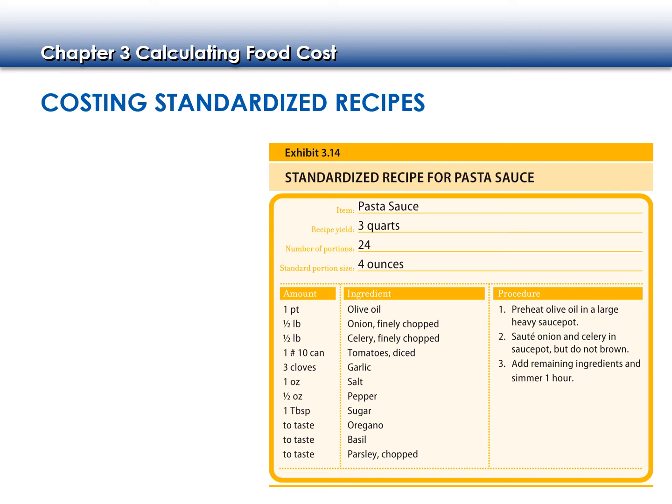The other part of it, we have how much it yields. What does that mean in layman's terms? How much it makes. So out of this recipe, I expect to get 3 quarts of sauce. From there, I get how many ounces my portion is, so I can figure out what my costs or what my portions are. I get 24 portions out of those 3 quarts of sauce.